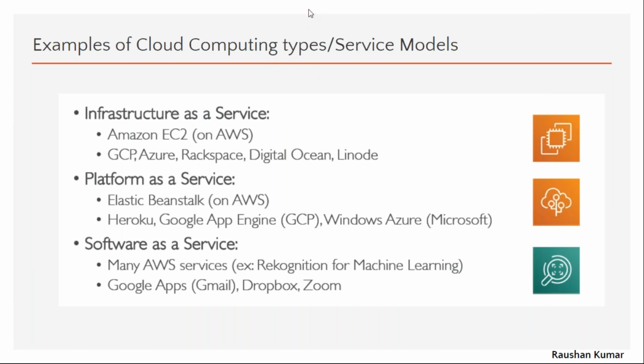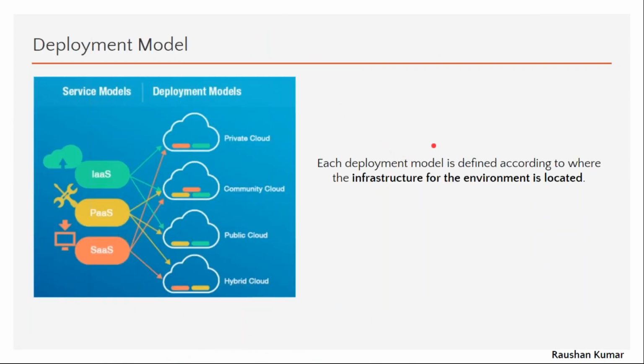Examples of cloud computing service models. So you can just take this example, software service. I have given enough examples, so let's not complicate things. Coming to the deployment model, a very important aspect. There are four deployment models that we have. They are named private cloud, community cloud, public cloud, and hybrid cloud.